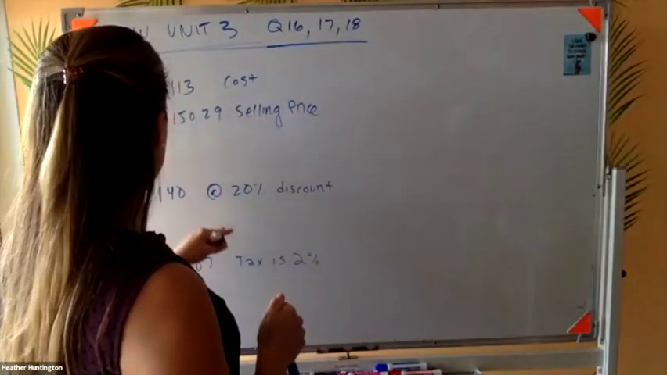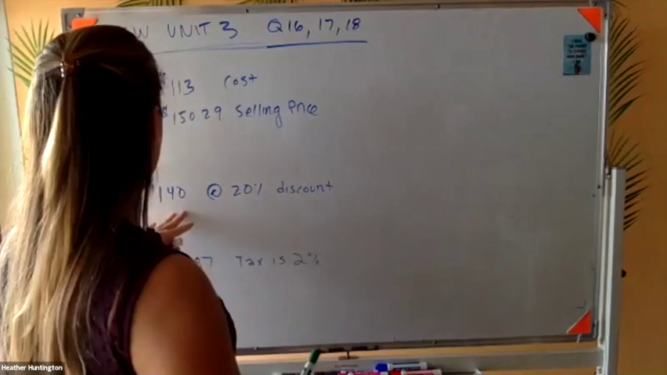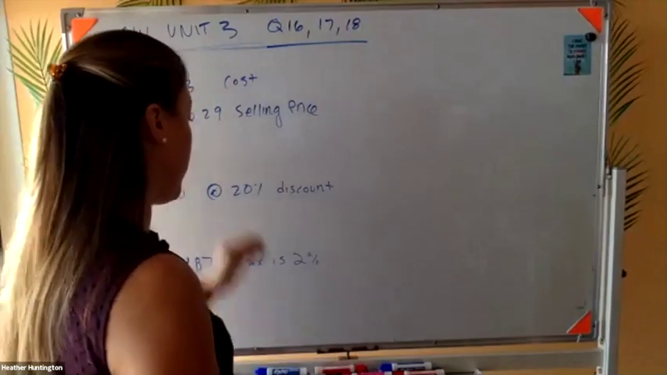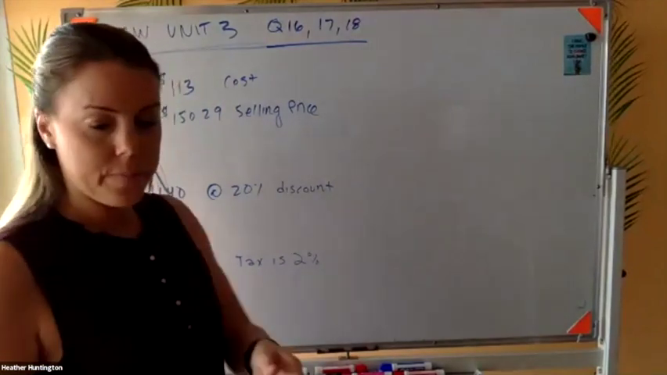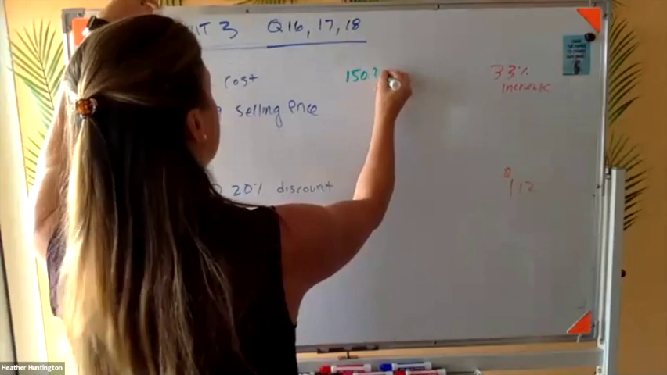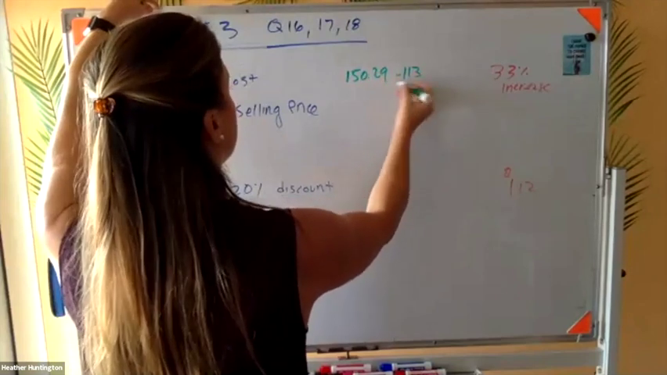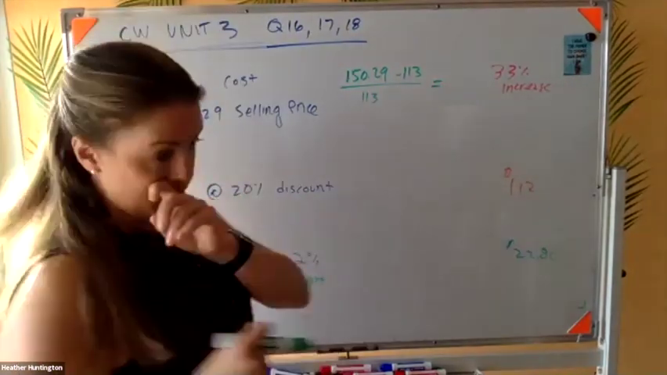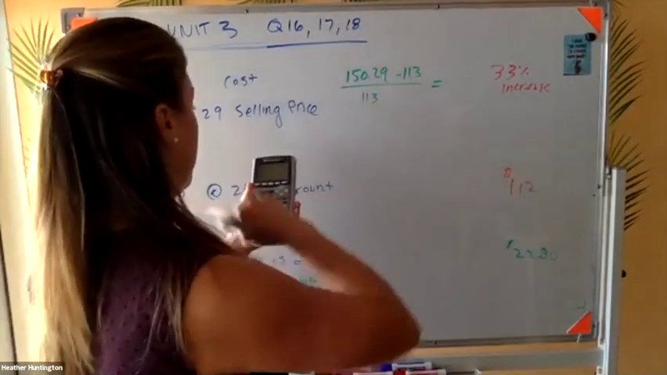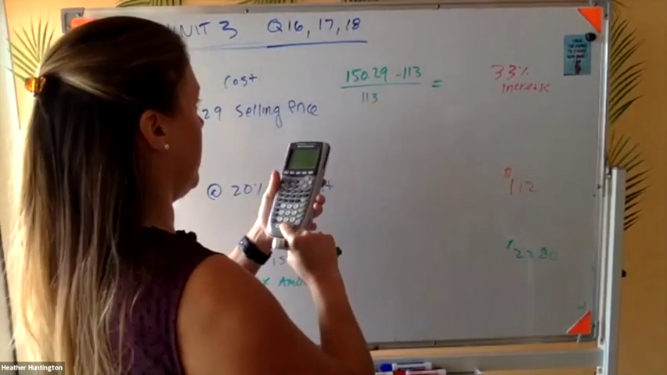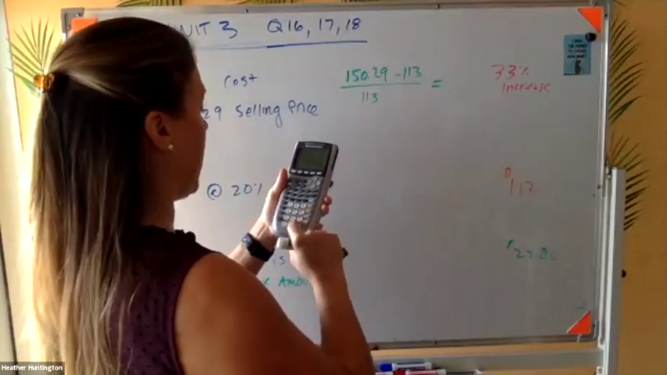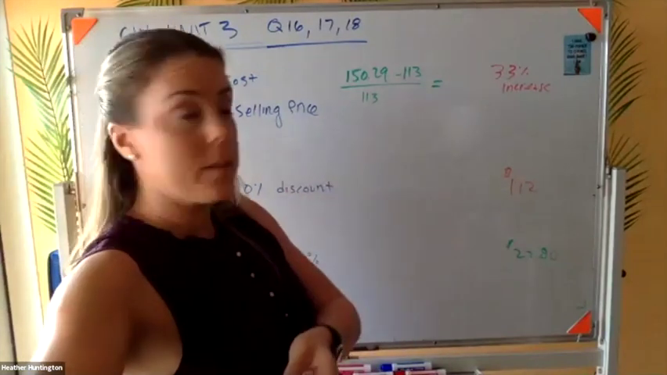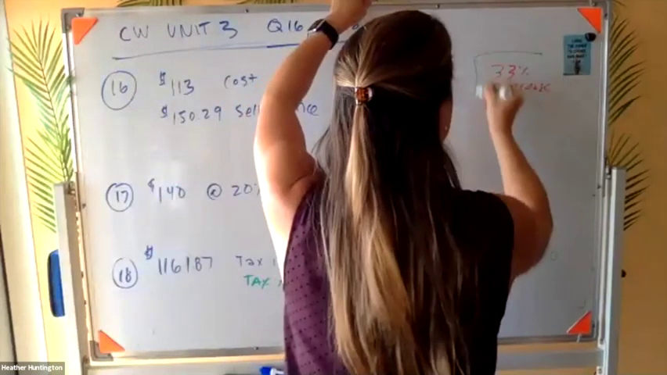And I challenge you to find two ways of solving 17 and 18 as you're doing it. So if you found the answer and did it one way, I challenge you to do it a second way. So then in number 16, I'm going to do 150.29 minus 113, then that divided by 113. Great. It looks like it is a 33% increase.